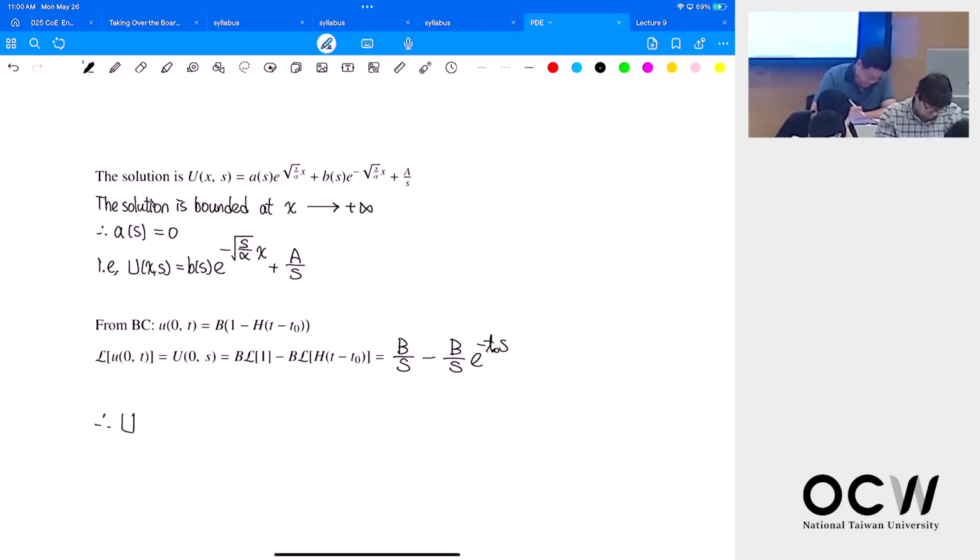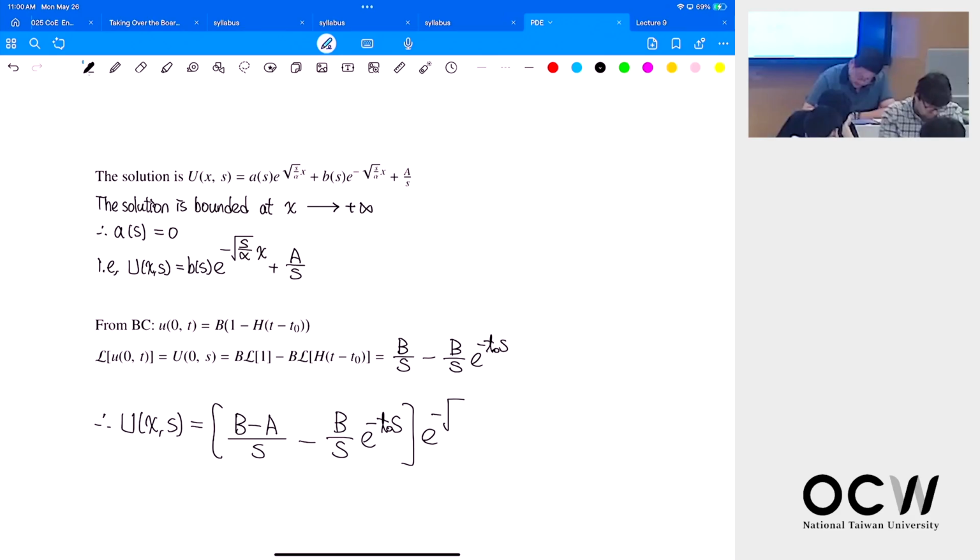So overall, you have b minus a, divided by s, minus b over s times e to the minus t naught s, times e to the minus square root of s over alpha times x, plus a over s.